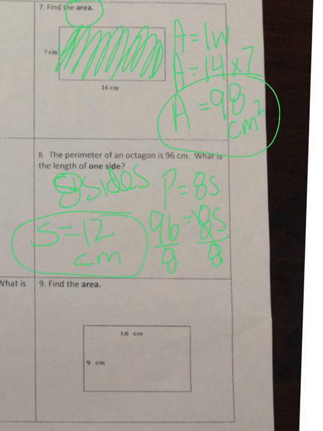Number 9, find the area. So again, this is area of a rectangle. So I'm going to start by writing the formula. Area equals length times width. Substitute my values. Area equals 16 times 9. And then I multiply carefully, and I'm going to get area is 144 centimeters squared.